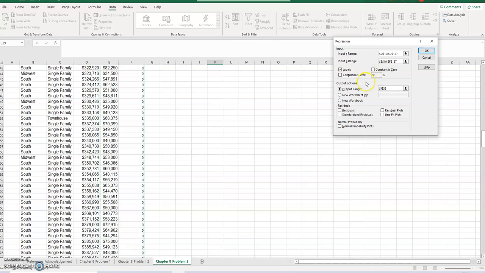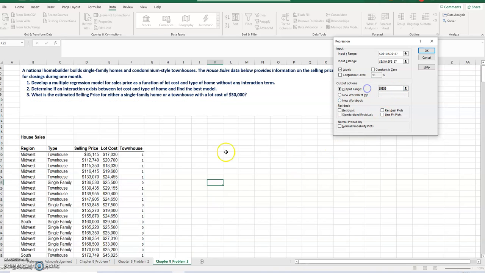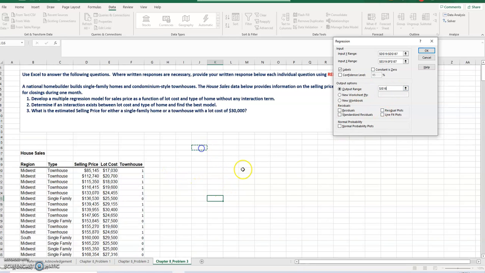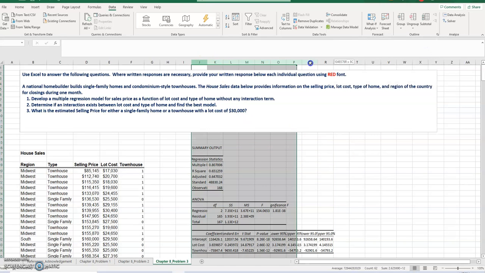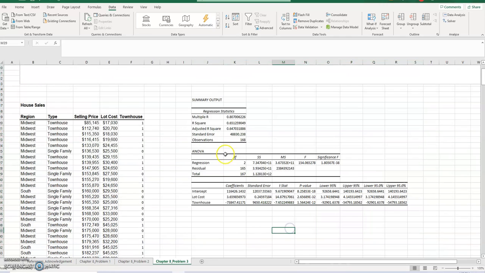All right, so I've got the data in here, with labels, because we have identifiers at the top for each. And we'll put the output range in this sheet so we can see the data, right here. I don't think we need anything else. And so here's the initial model that you're looking for. Let's see, adjusted R squared: about 65% of the variation in selling price is being explained by lot cost and type of home.